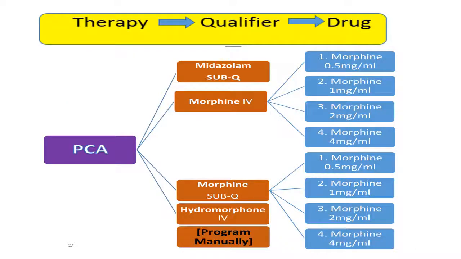This is an example of the PCA therapy. The qualifiers, as we've learned, are represented by the drug and the route of administration. Once you have selected your qualifiers, you can see the list of available drugs represented by the name of the drug and the concentration.